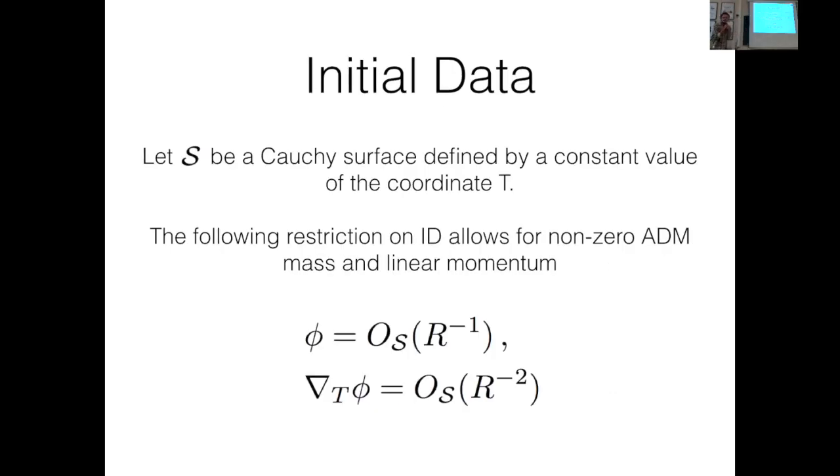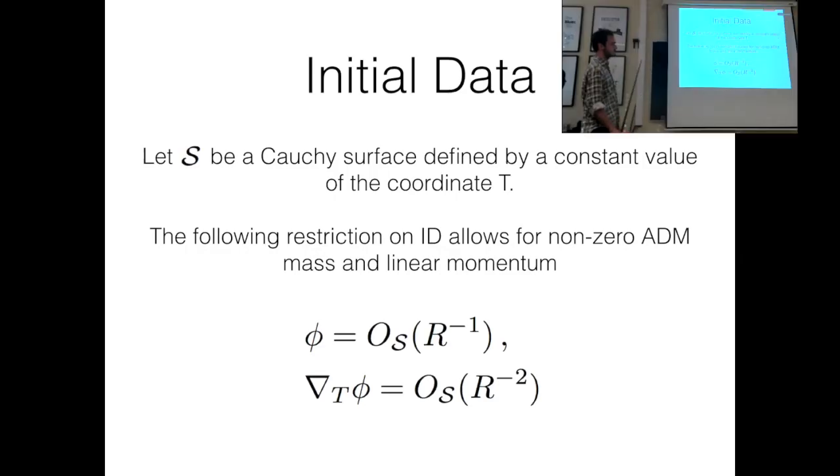Just a note on initial data. Basically, just for completeness, I wanted to tell you the restrictions that we have on initial data. We choose S to be a Cauchy surface defined by a constant value of the coordinate t, and these are the restrictions that we have. At spatial infinity on this Cauchy surface S, the metric fields themselves have to fall off like 1/r, and the time derivatives of these fields have to fall off at least like 1/r squared.